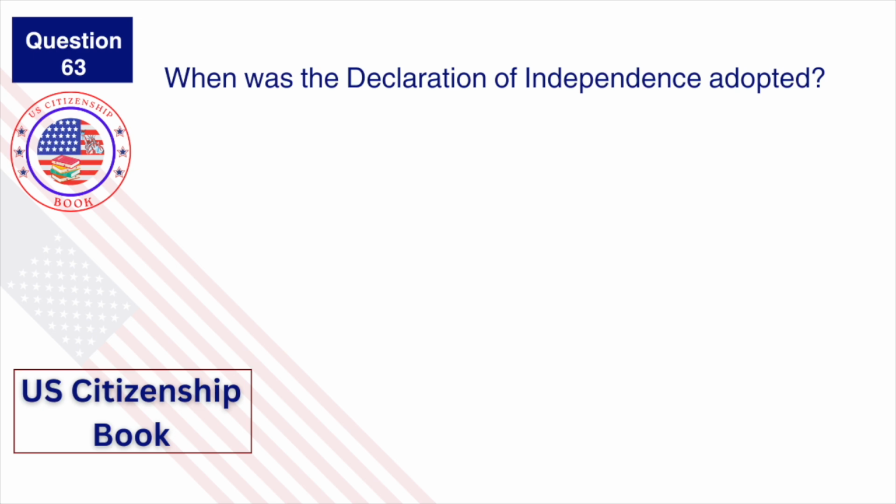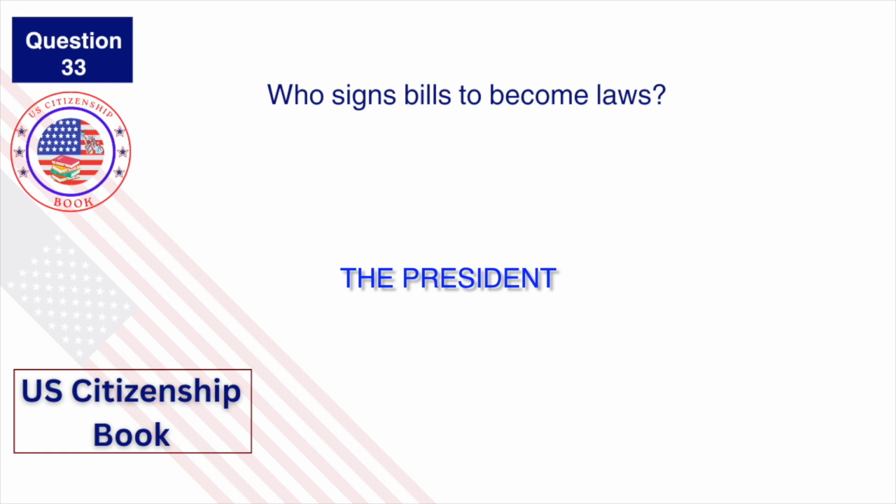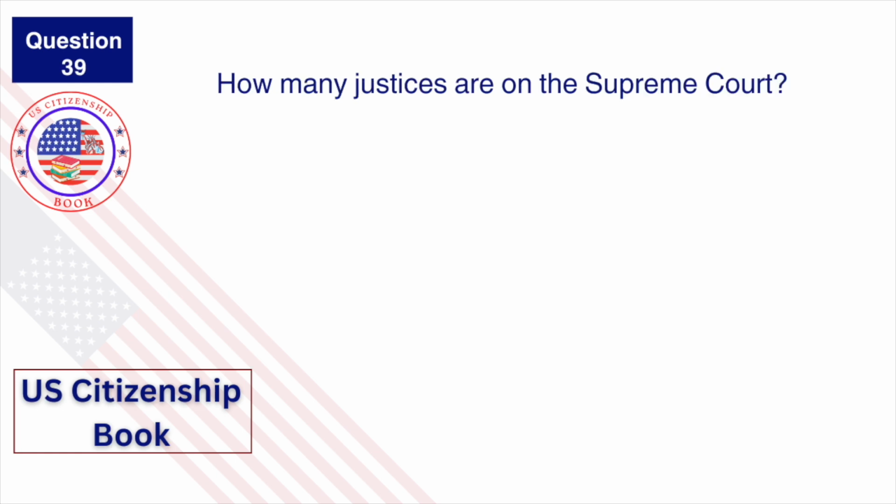When was the Declaration of Independence adopted? July 4, 1776. Name 1 U.S. territory. Guam. Who signs bills to become laws? The President. How many justices are on the Supreme Court? 9.